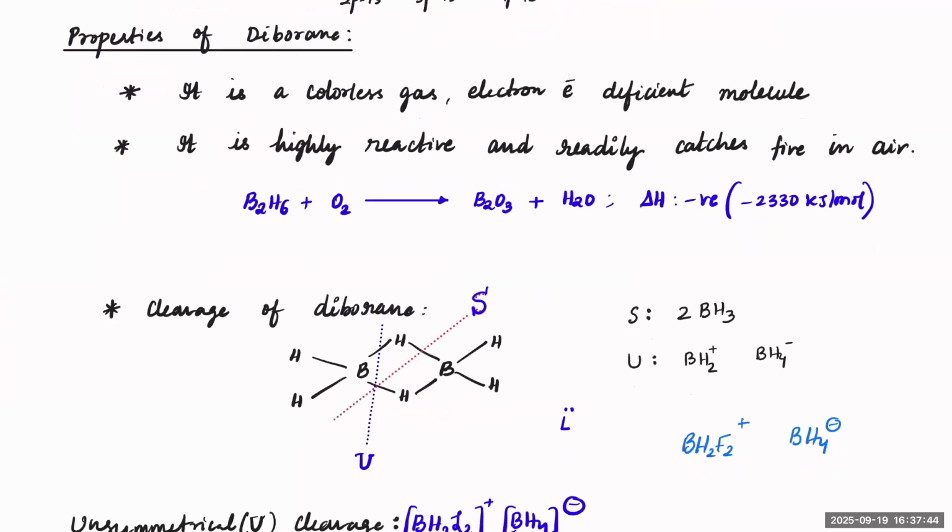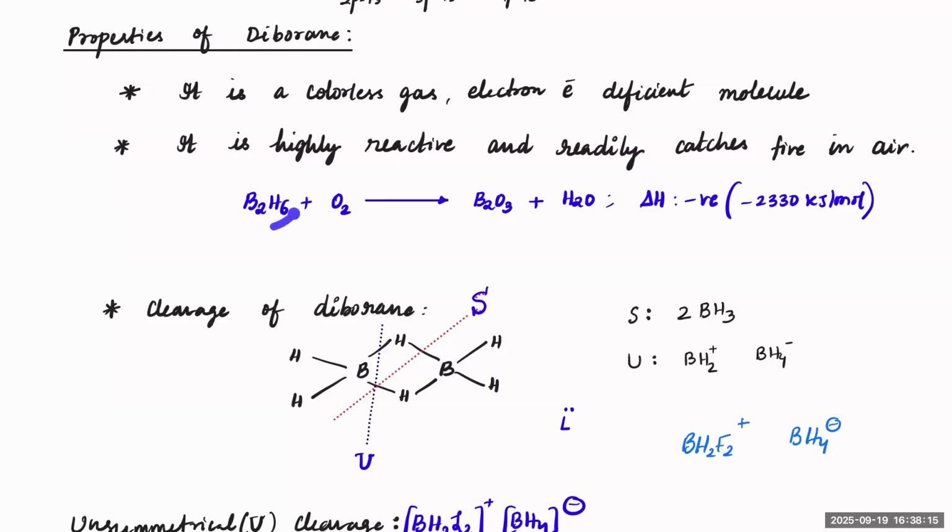When it comes to diborane, diborane is a colorless gas. It is an electron deficient molecule because its octet is not yet completed. It is highly reactive and catches fire in air. This one is specifically used because it will release a lot of energy compared to how much fire it catches. It is not like a regular combustion reaction.